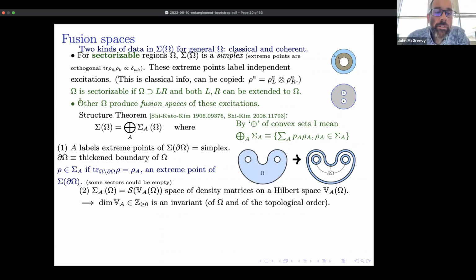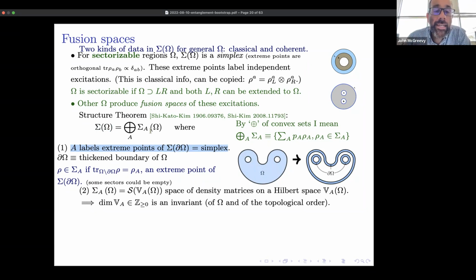If that's not the case, however, then the information convex set of the region contains quantum information in the form of fusion spaces. And so here's the more general statement. The information convex set of an arbitrary region can be decomposed into a convex combination, that's what I mean by this plus sign, of subsets labeled by extreme points of the thickened boundary of the region. So here's a region, its thickened boundary is like this. The thickened boundary is always sectorizable. That's a fact. And so this thing is always a simplex, which has some set of extreme points.